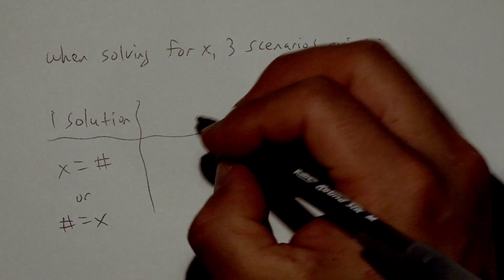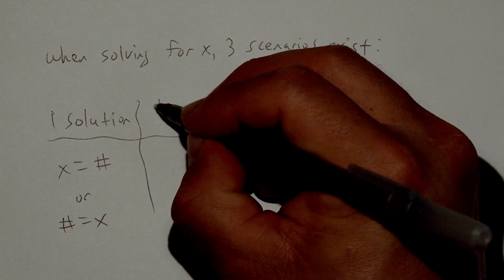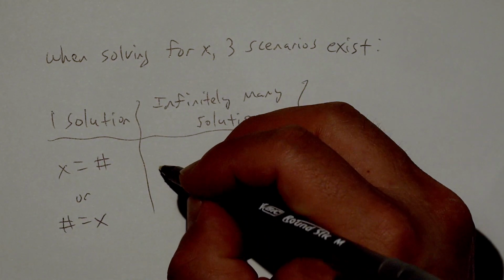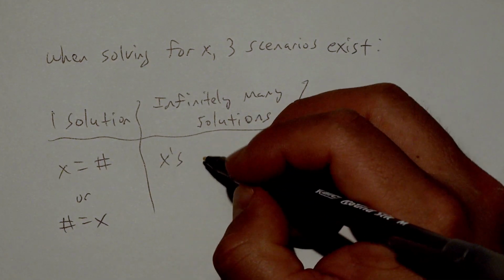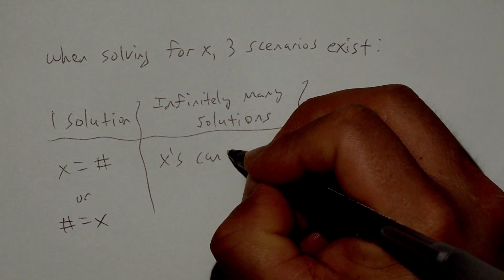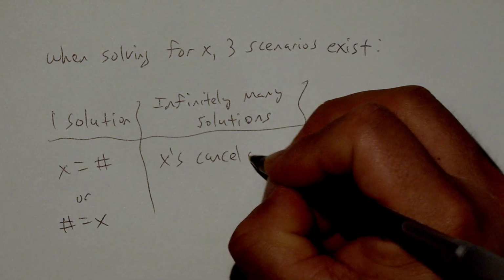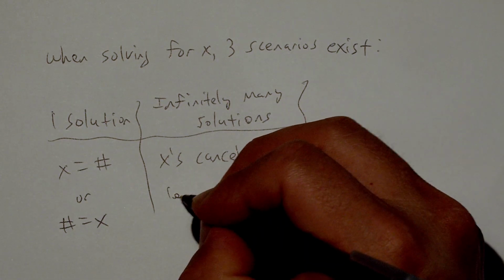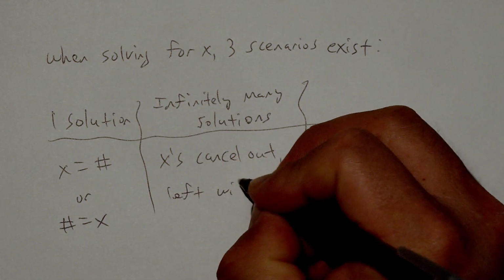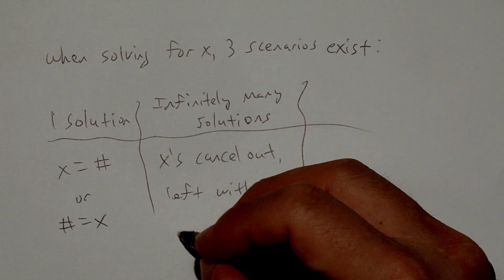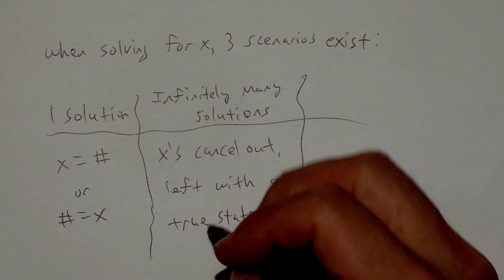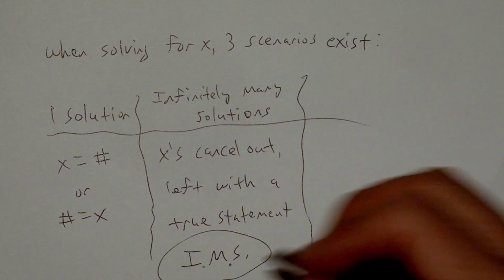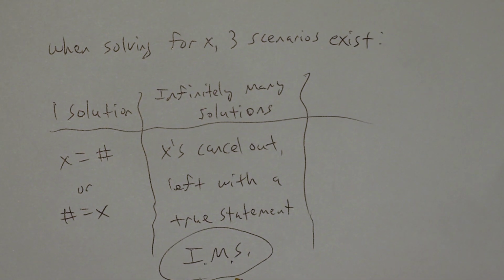But then sometimes you get in a situation where you have infinitely many solutions. And remember, I told you, if you can get those x's to cancel out, go ahead and let them cancel out on both sides. So if those x's are able to cancel out, and then you're left with a true statement, this is where we say infinitely many solutions as our answer.